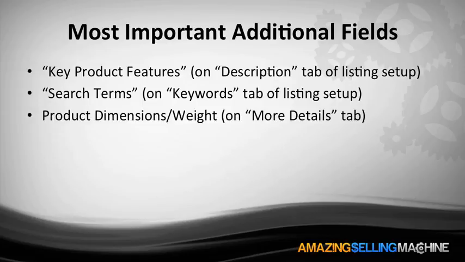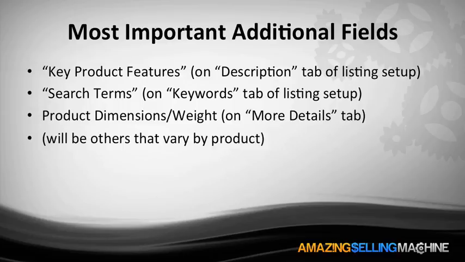Then the product dimensions and weight, I already mentioned that. It's on the more details tab. To send in an FBA order, Amazon will let you know that you have to enter something in those fields. So all you need to do is when Amazon asks you to fill in those, go ahead and fill those in. And there's going to be other ones that vary by product.